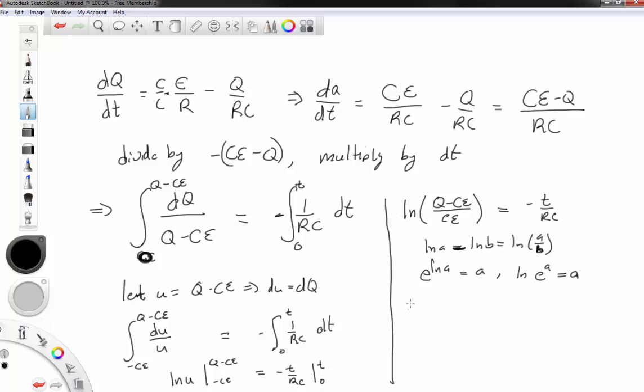So we're going to raise e to the power of everything on both sides of these, and that gives us q minus C times epsilon over C times epsilon is e to the negative t over RC. So now we multiply both sides by C times epsilon, and we have q minus C times epsilon is equal to C times epsilon times e to the negative t over RC. And we can in fact rearrange all this to solve for q.